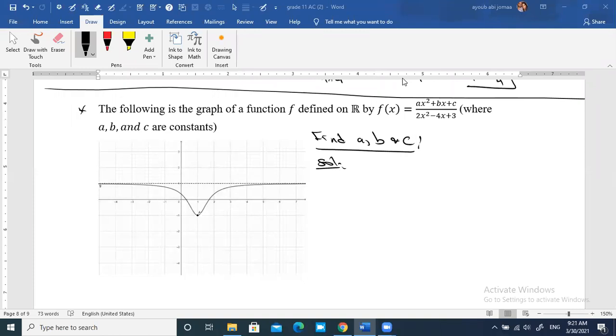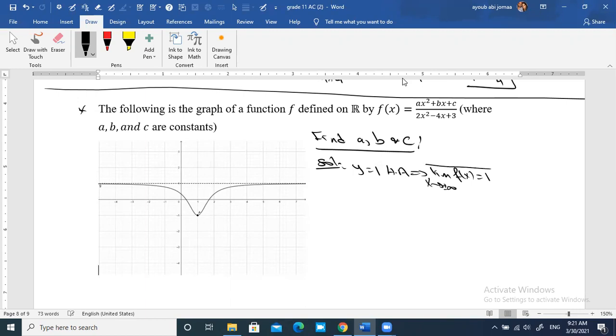The first one: you have a horizontal asymptote. Here you have a horizontal asymptote. Y equals 1 is the horizontal asymptote. Right. This means the limit of the function as x approaches positive infinity or negative infinity, it's the same, is equal to 1. The limit as x approaches positive or negative infinity is equal to 1.